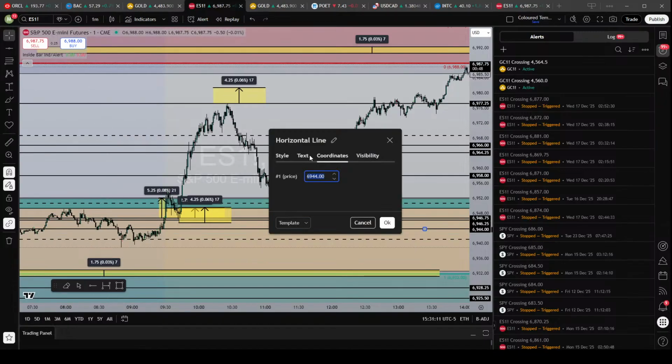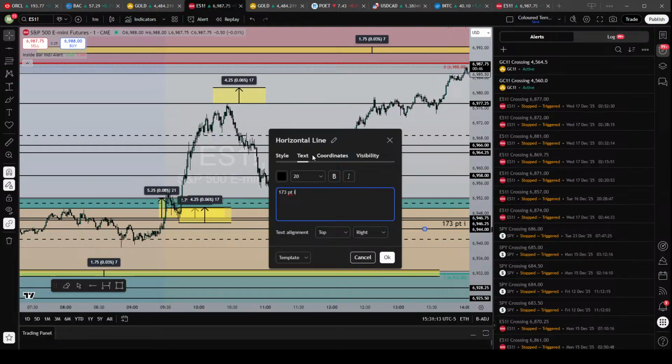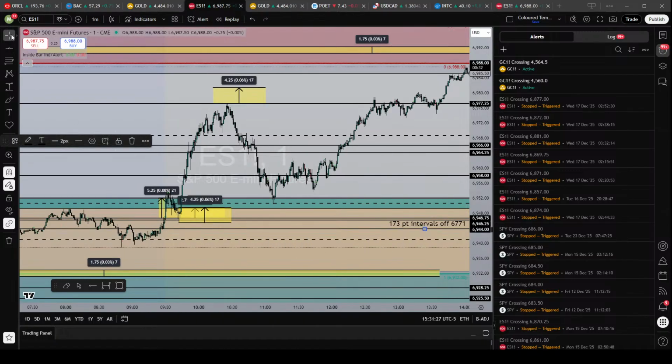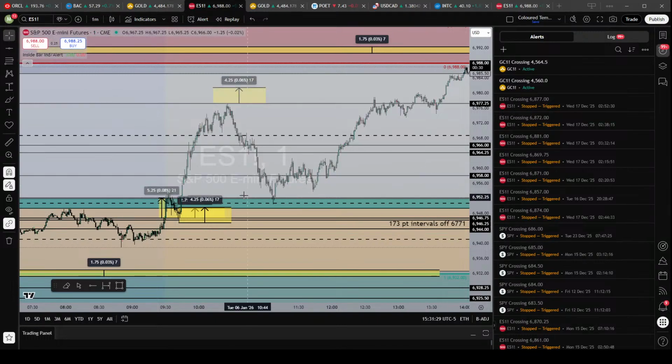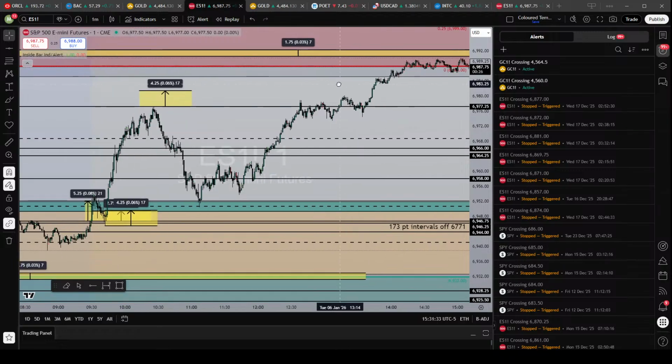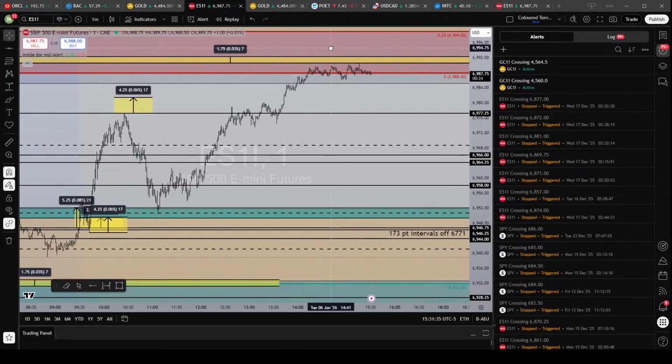Let me just write this down as a 173 point intervals, so that you guys are not forgetting, because I feel like you guys forget pretty easily. Off 6.7. Okay, so they still held those intervals, which was okay, but I feel like had they not breached beneath the channel in real time today, we probably would have already tagged those ranges.